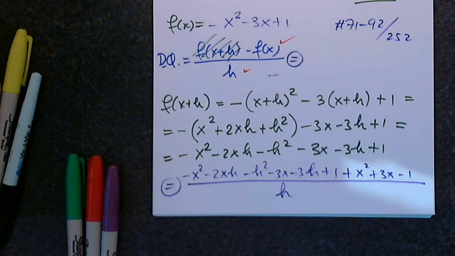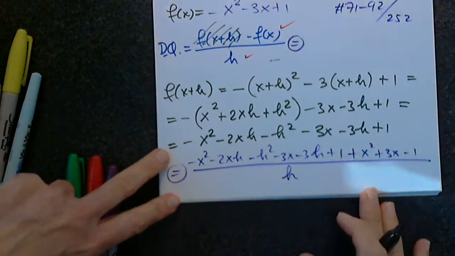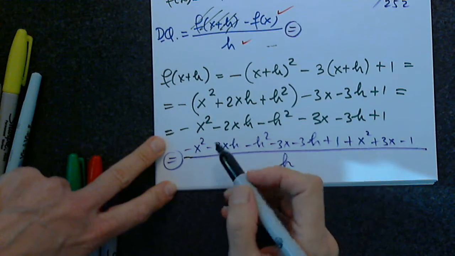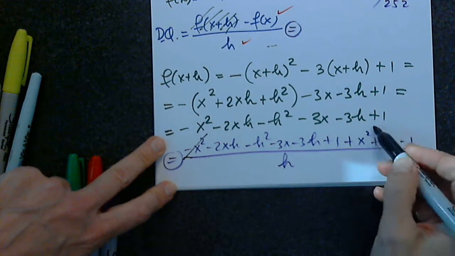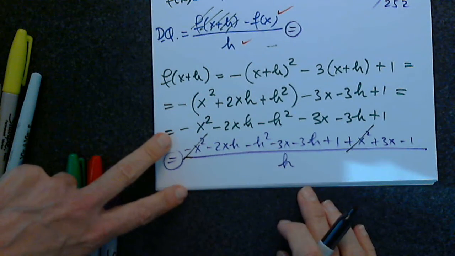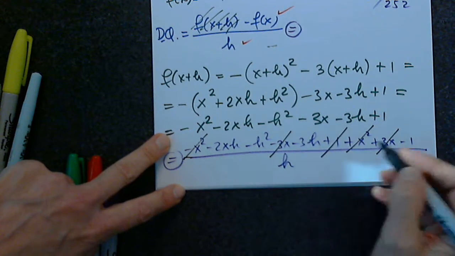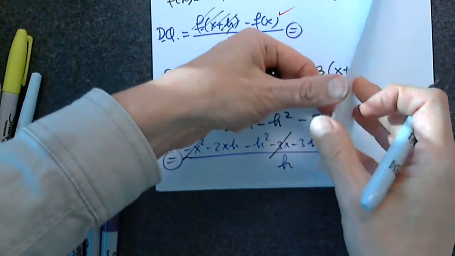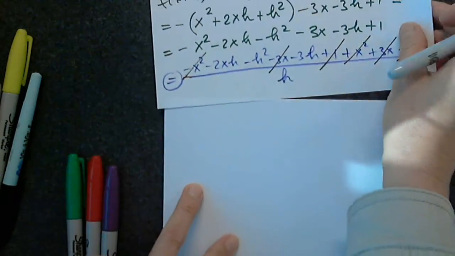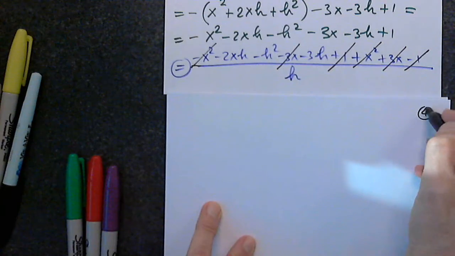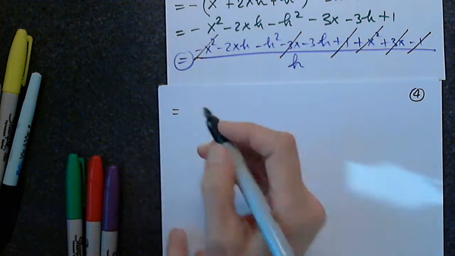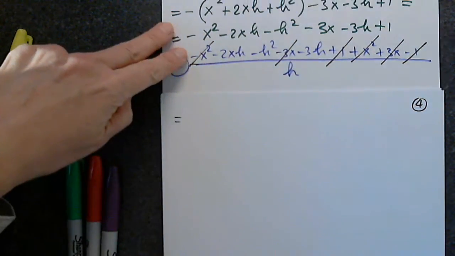All the terms without H. Maybe, as I said, some of the terms with H cancel out, which is fine too. We take it. So what terms will go away then? Negative x squared indeed with the positive x squared. The negative 3x with the positive 3x. Awesome. Good. Perfect.